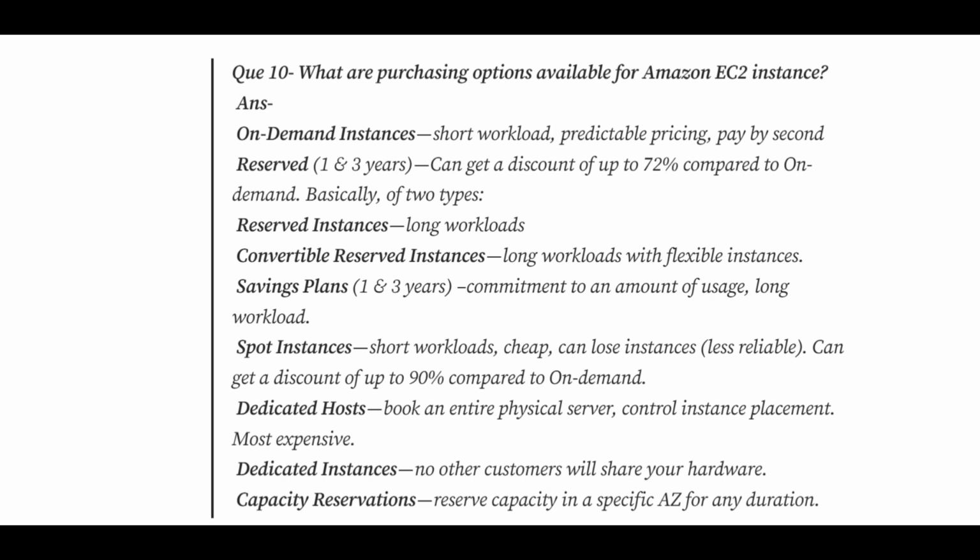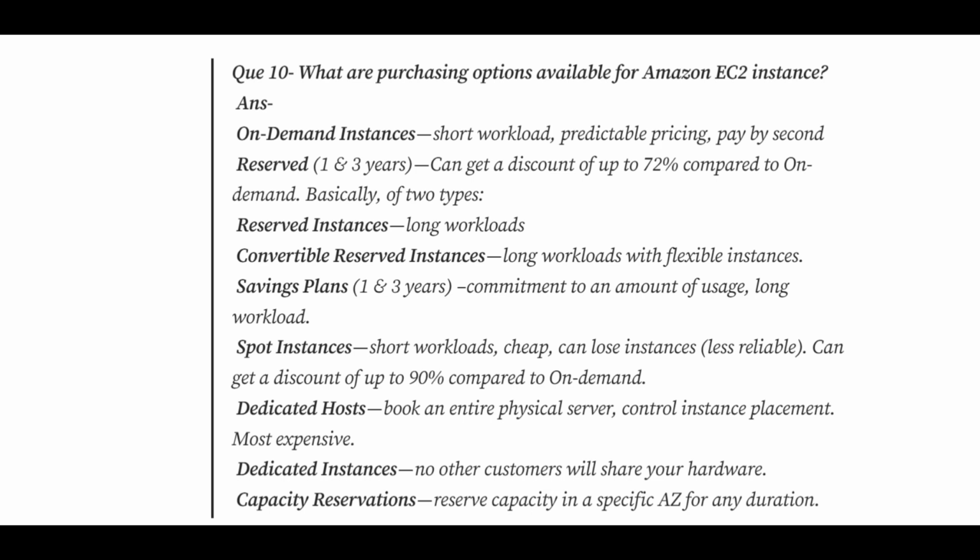These are again of two types. You have your normal reserved instances meant for the long workload. Then you have convertible reserved instances. These are again meant for long workload but with flexible instances. Then you have your savings plan. Savings plan enables you to reduce your compute cost by committing to a consistent amount of compute usage for again 1 year or 3 year term, which results in savings of up to 72% over on-demand instances.